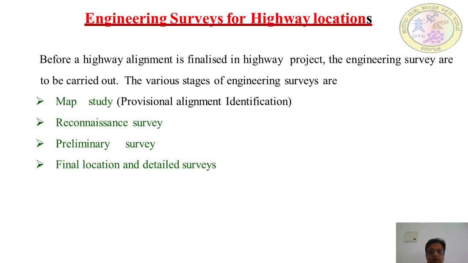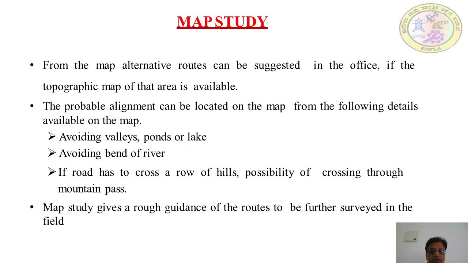Today, let us see what are all the engineering surveys to be done for highway alignment. Whenever we want to fix an alignment for a highway, we need to do certain surveys. To start with, the first survey that we do is map study. Second one is reconnaissance survey. Third is preliminary survey. And the fourth is final location and detail survey. Let's see what are all the details that need to be collected from each survey.